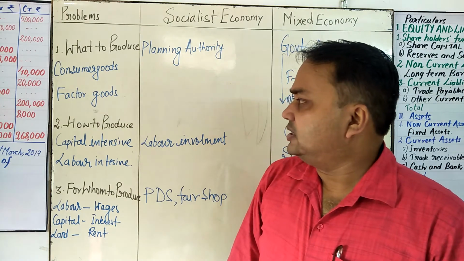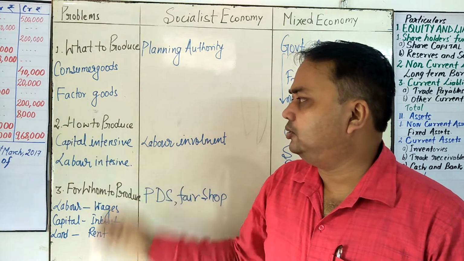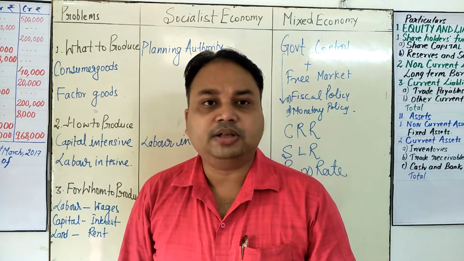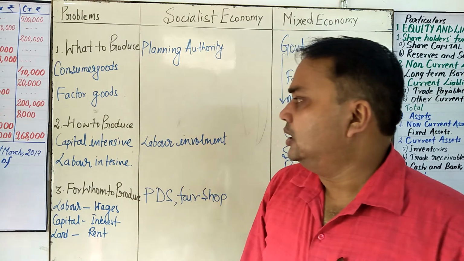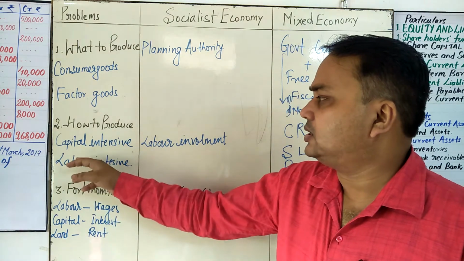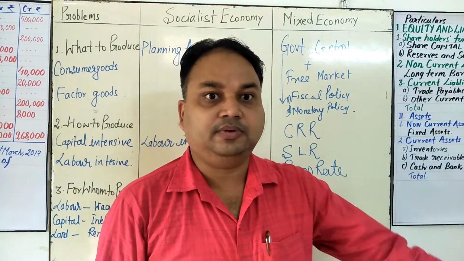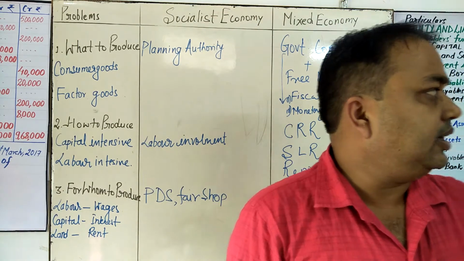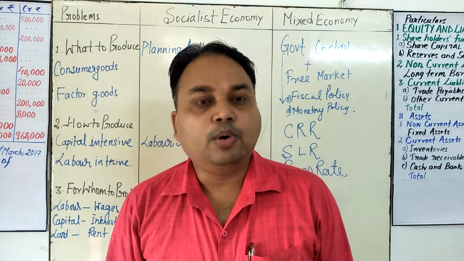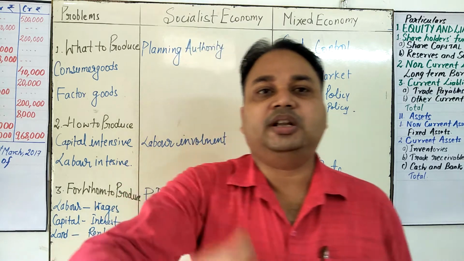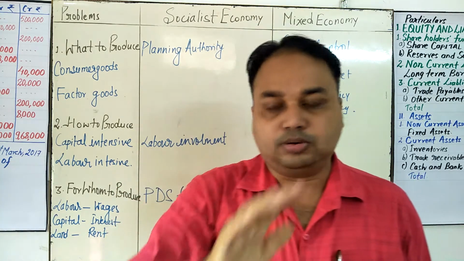Now the second problem is how to produce. My dear student, how to produce means what technology, what technique is going to be used. There are two types of technique: capital intensive and labor intensive. What is the meaning of capital intensive? Capital intensive means more capital is going to be used, which means more machinery and fixed assets are going to be used.